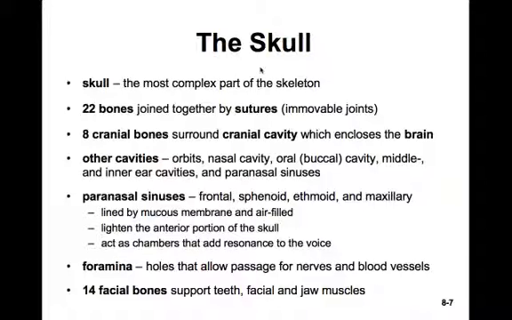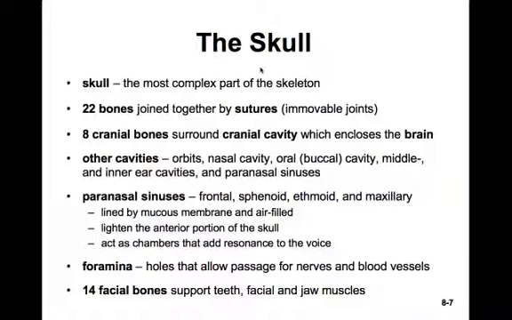The skull is composed of 22 different bones, and they're joined by sutures, which are immovable joints. There are 8 cranial bones that surround the cranial cavity and enclose the brain, and there are 14 facial bones that support the teeth. So those are the first 2 divisions of your outline. The skull, 8 bones of which are the cranial bones, and 14 are in another category called facial bones.